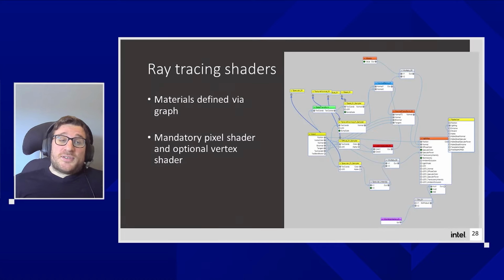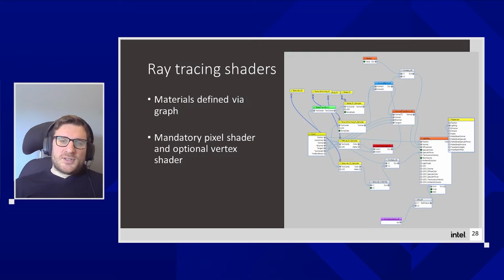Ray tracing shaders. In Glacier, shaders are defined via graph. So artists have complete freedom to decide how different objects are lit. Artists create the shaders and they output the different lighting parameters to a node. Each material in our engine must define a pixel shader, but can also define a vertex shader for some special effect.